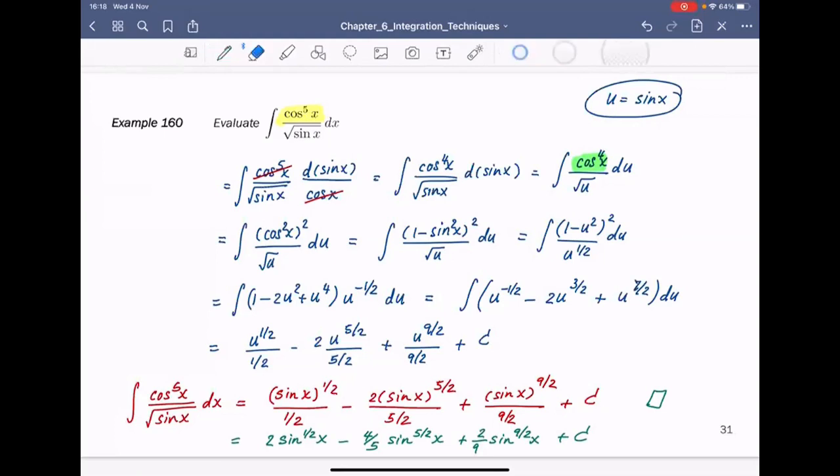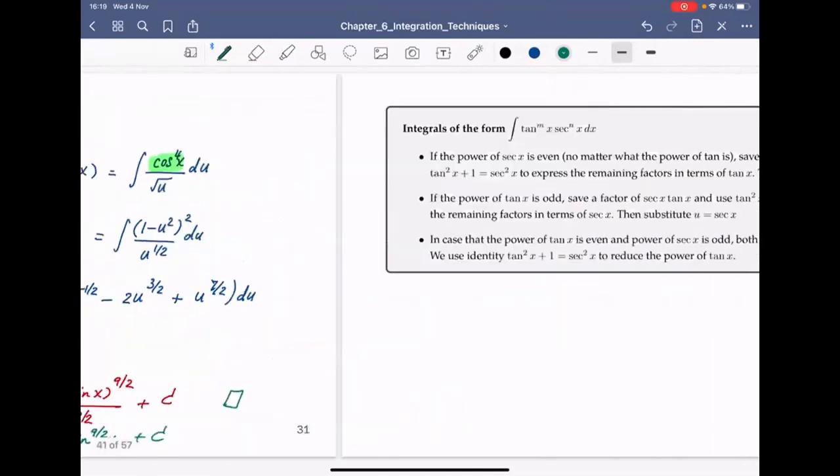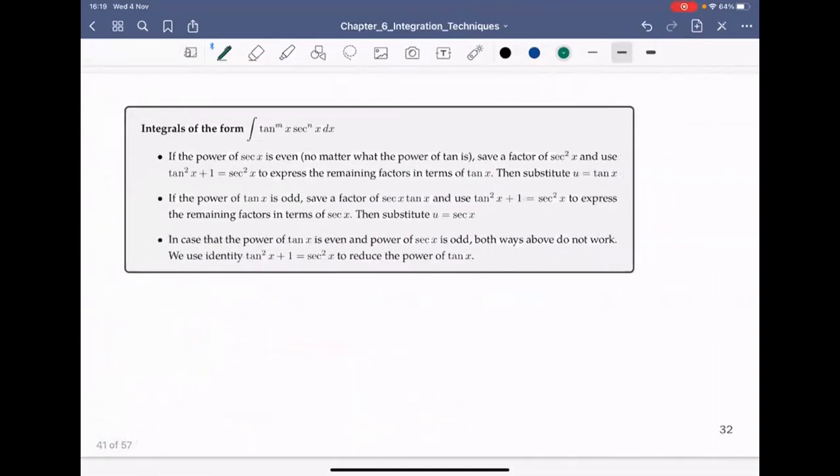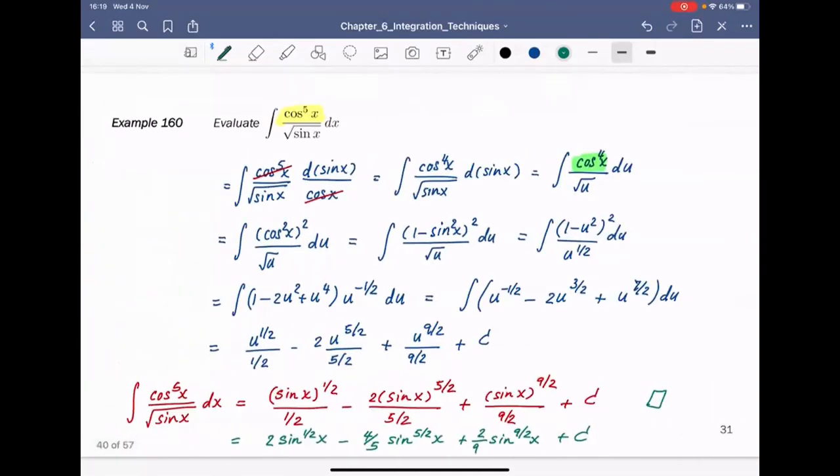All right, so this is example 160, and this is the end of this lecture today. Hopefully you learned some new technique today, and we're going to come back next Monday. We're going to learn a new technique, which is integrating tan and secant together. We're almost there, so we're going to end chapter 6 next week.